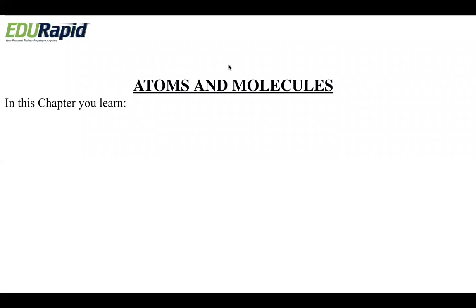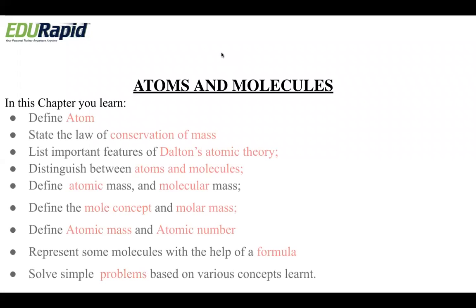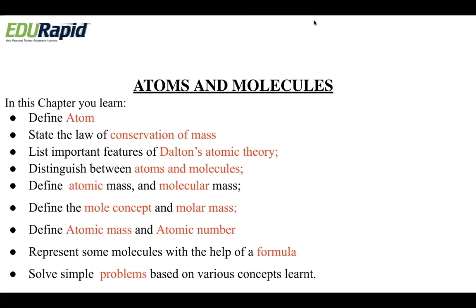In this chapter, you learn to define atom, state the law of conservation of mass, list important features of Dalton's atomic theory, distinguish between atoms and molecules, define atomic mass and molecular mass, define the mole concept and molar mass, define atomic mass and atomic number, represent some molecules with the help of a formula, and solve simple problems based on various concepts learnt.